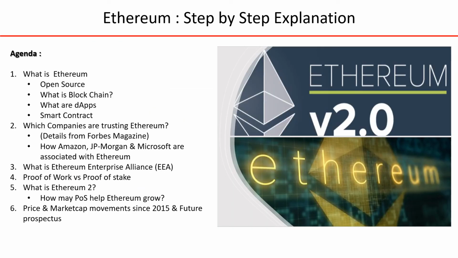So in this video, we covered what is Ethereum. We tried to understand a few of the technical terms: open source, blockchain, dApps, smart contracts. Okay, then we looked into the fact how many big organizations are associated with the Ethereum platform, how they are building the trust in the market. Then what is Ethereum Enterprise Alliance? What is proof of work and proof of stake concepts? How Ethereum is shifting from proof of work to proof of stake, and how it is going to improve the Ethereum platform. And we looked into the market cap and price chart, and we tried to understand how future prospects can be from this point of time.